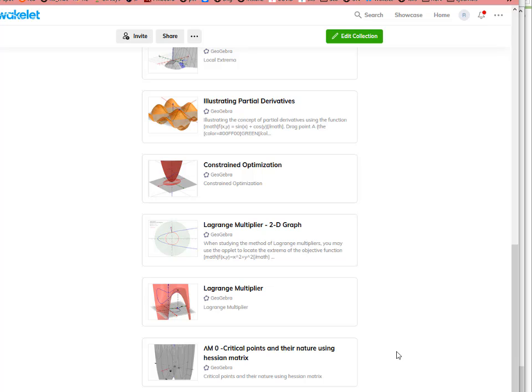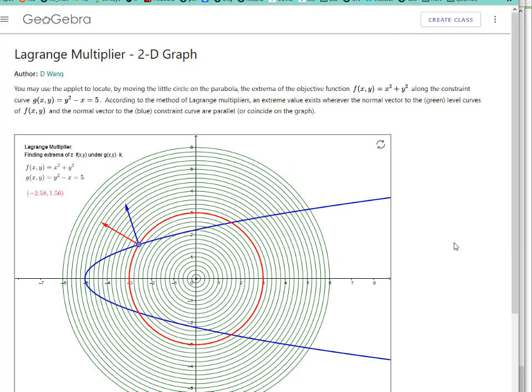Before the final part of the lecture looking at optimization with inequality constraints, I just want to point you to a few of these wonderful visualizations in the Wakelet collection that are really good illustrations of the Lagrangian principle and how that works. It might help you remember that.